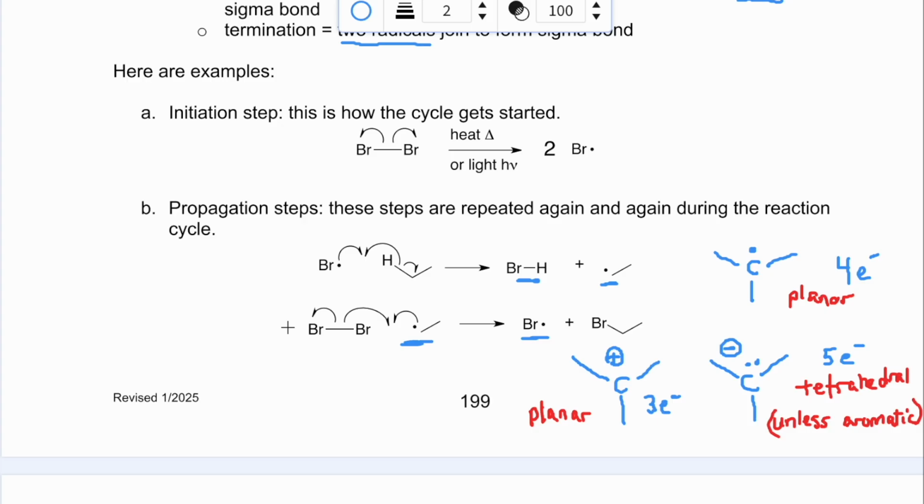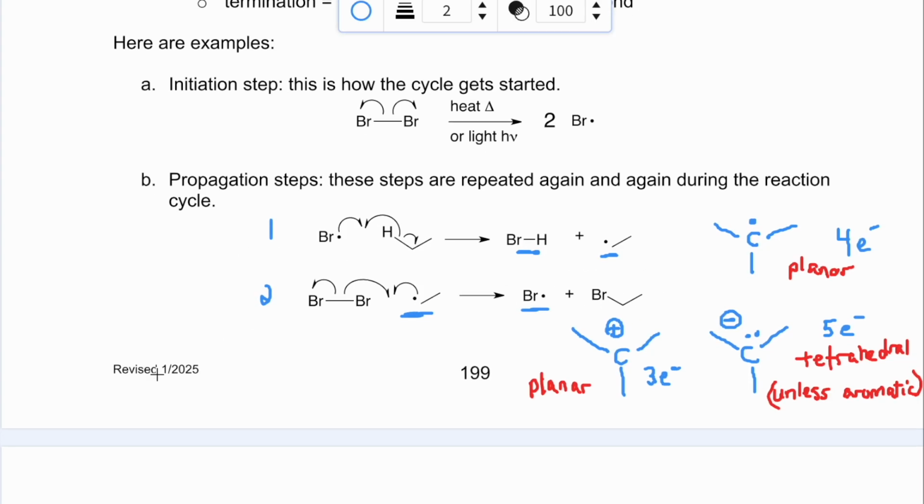So we have an alternating, the bromine radical comes in, carbon radical comes out, then the carbon radical comes in, bromine radical comes out. And then step A can be repeated, or I guess these are A and B. So if we call this step 1 and step 2, we can just keep going back and forth. Step 1 happens, then step 2, then step 1, then step 2. So this keeps going and going in a cycle so that many alkyl halide molecules can be formed.